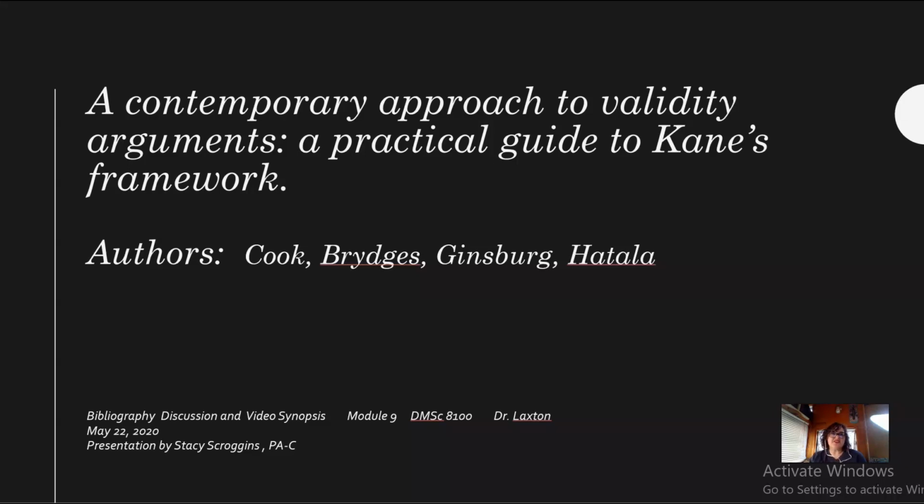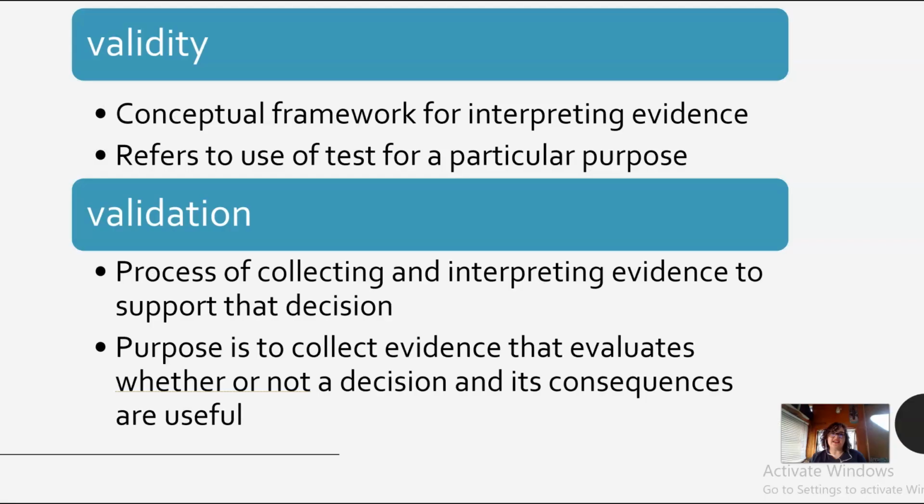So before we go into Kane's framework, I would like to first define and discuss the terms validity and validation. These are easily confused, and so I just wanted to make sure that we're all on the same page before we jump into this article. Validity is a conceptual framework for interpreting evidence, and it refers to the use of a test for a particular purpose. Validity also references something that is considered to be genuine or true. Validation, on the other hand, is a process of collecting and interpreting evidence to support a decision, and the purpose of validation is to collect evidence that evaluates whether or not a decision and its consequences are useful.